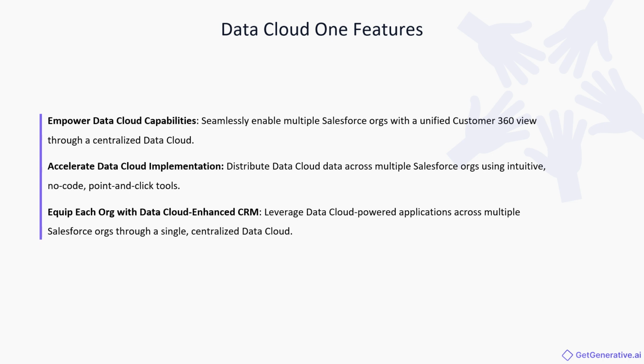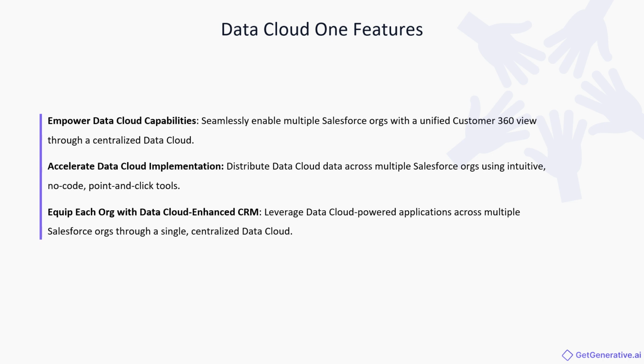Again, distribute data cloud data across multiple Salesforce orgs using intuitive, no-code point-and-click tools. Quite important. Previous to that, we could distribute the data to an extent. There was a limitation to it. Right now, whatever you see in your home org, you'll be able to see in your companion orgs as well.